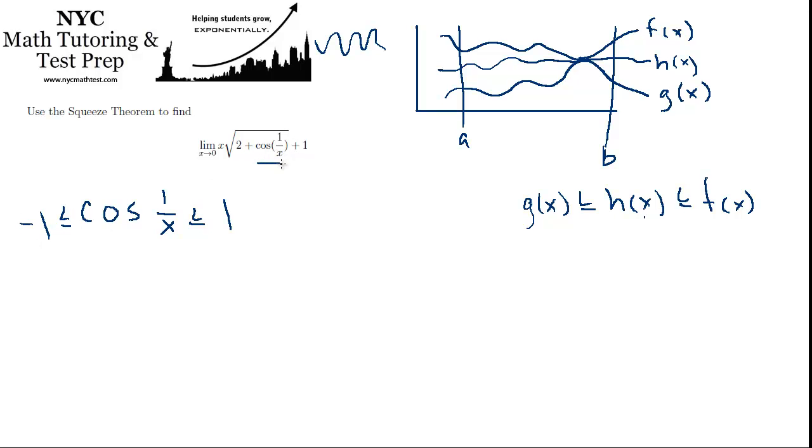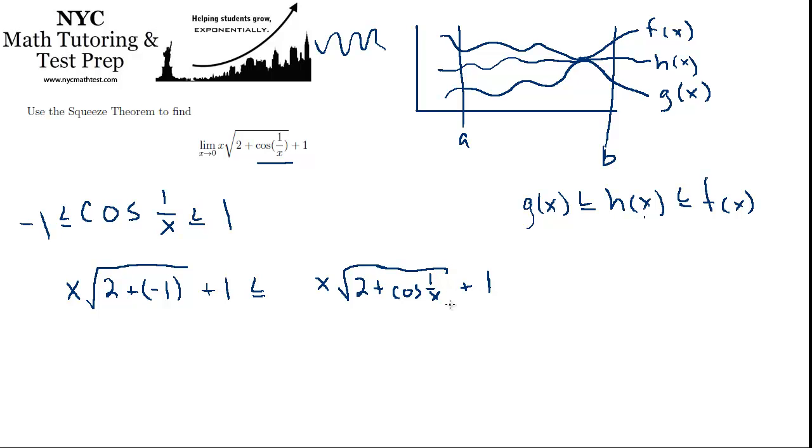Then this part would become negative 1, and then we can rewrite this expression. So we can say that x times the square root of 2 plus negative 1, all under the square root there, plus 1, is less than or equal to this whole thing, x times square root of the original 2 plus cos 1 over x plus 1. Why can we say that?